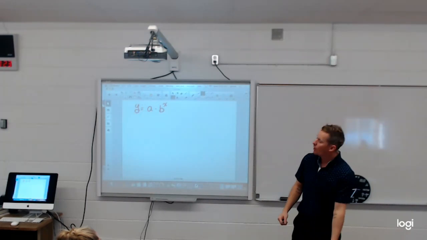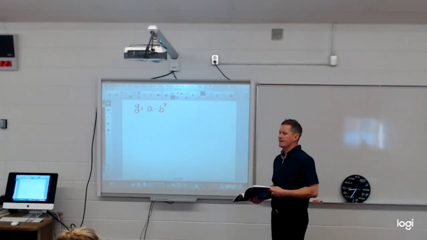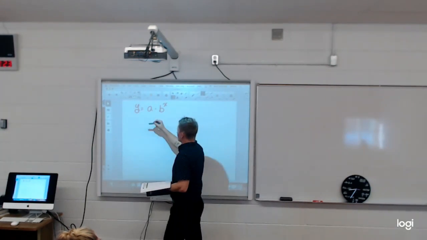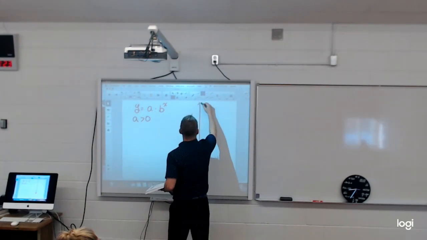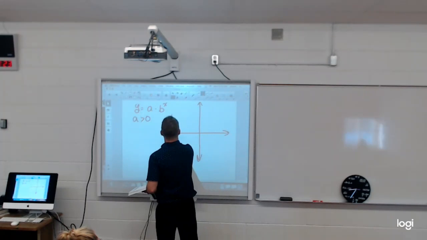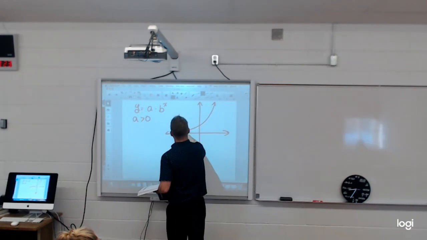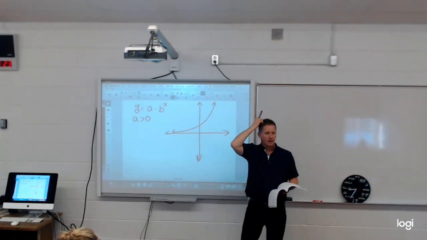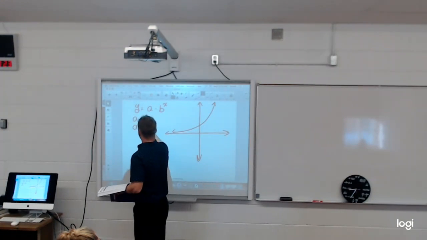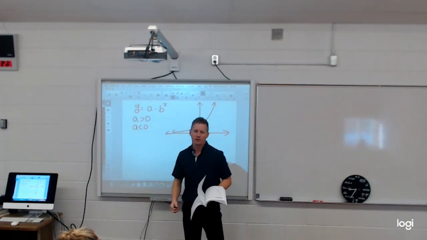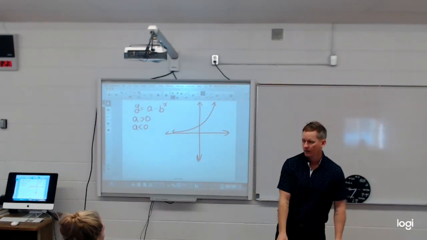Okay, so we need to know what happens when I change A and B. Right now, if A is greater than 0, this is what my graph looks like. Just like that. So what happens if I make A a negative? What if A is less than 0? What happens to that graph then? It's flipped upside down. That's right.